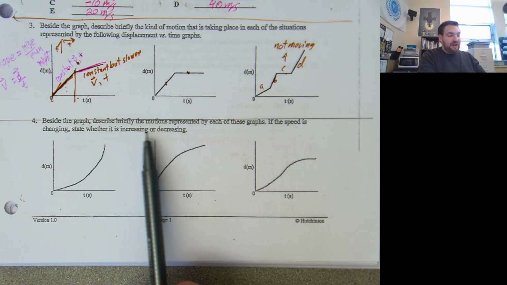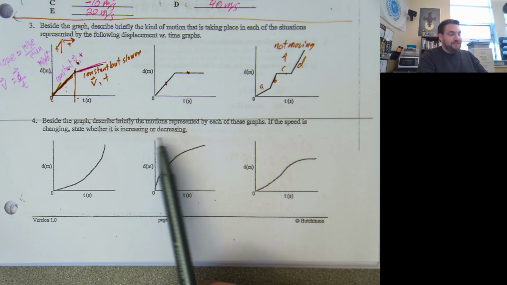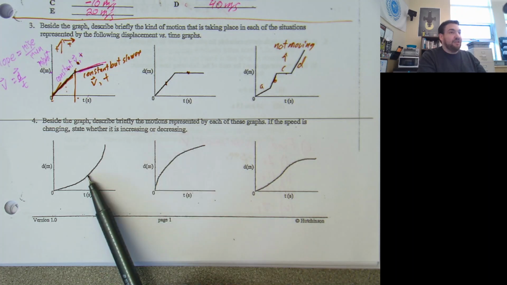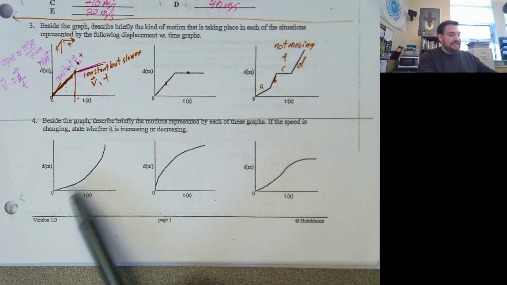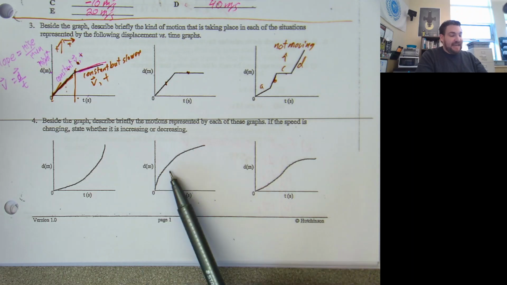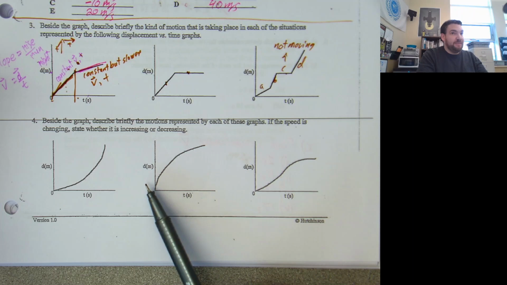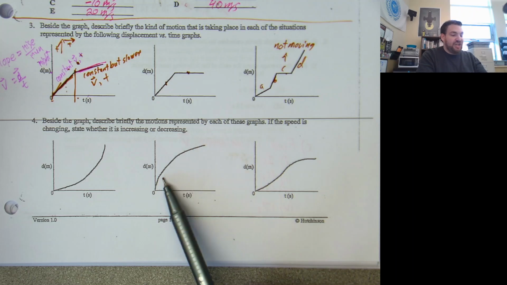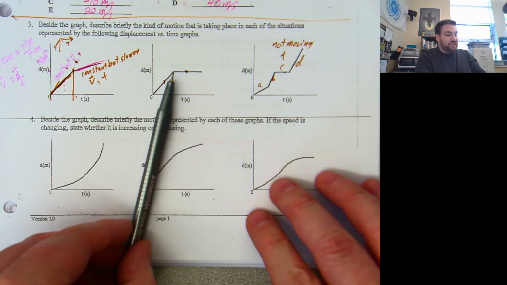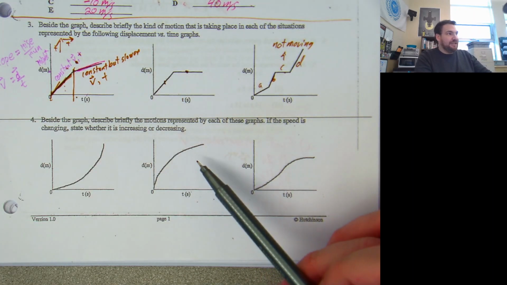Number 4, beside the graph, describe the motions represented by each of the graphs. If the speed is changing, describe whether it's increasing or decreasing. This is an increasing positive velocity. It's getting steeper as it moves in a positive direction. This is a decreasing positive velocity. It's still moving in a positive direction, like displacement's increasing positively, but the steepness is decreasing. It's getting shallower. So it's slowing down. So it's positive, decreasing velocity.